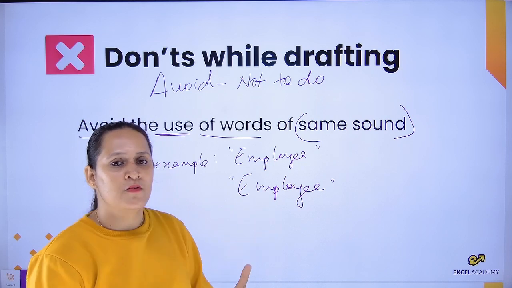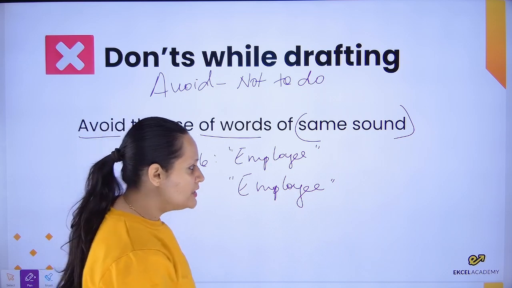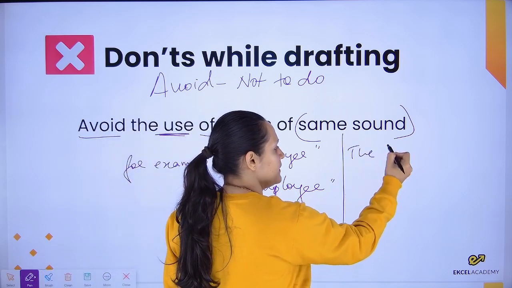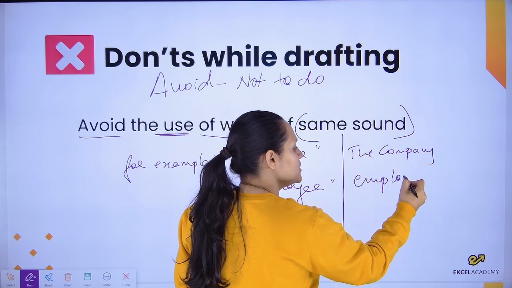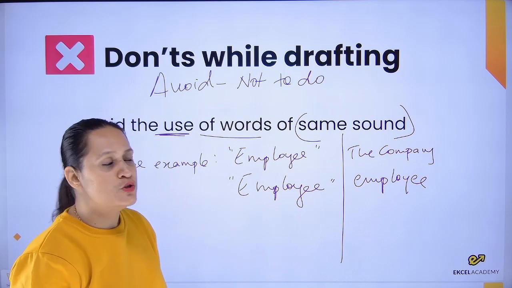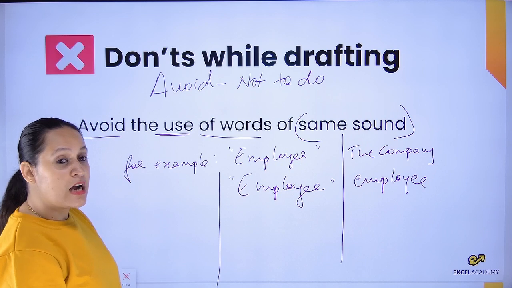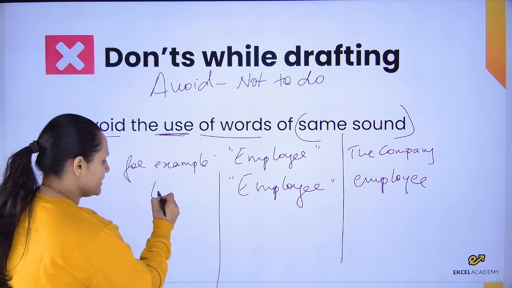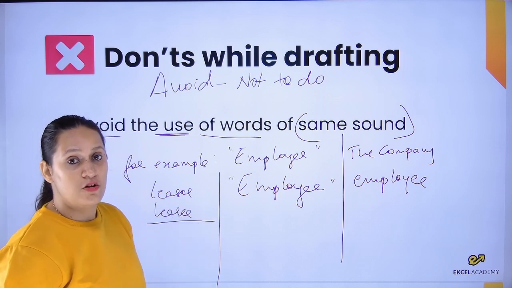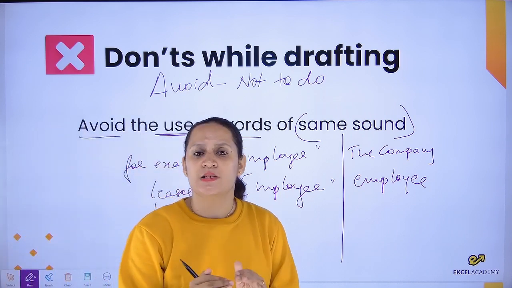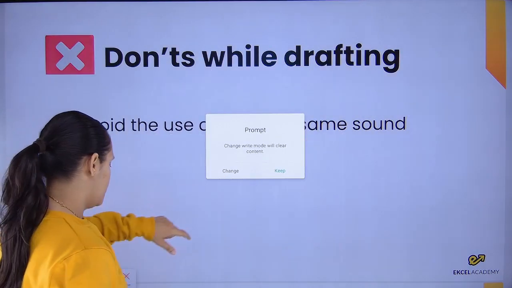But now, over a period of time, this concept has changed. We try to avoid using words that are similar. Instead, we now use the company, and we use the word employee. As far as possible, similar words should not be used to describe two parties. Similarly, even when you are drafting an agreement for lease, lessor and lessee, similar terminologies, as far as possible, should be avoided in the documentation.